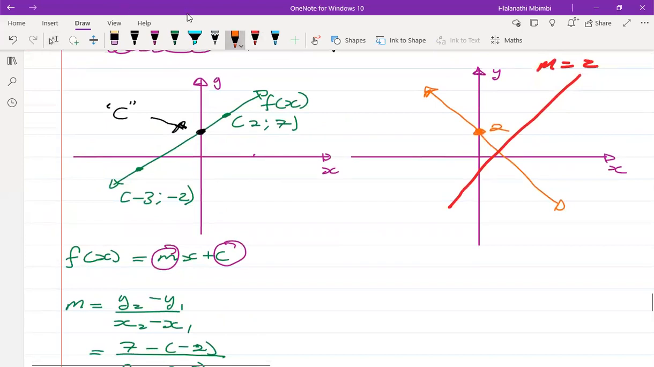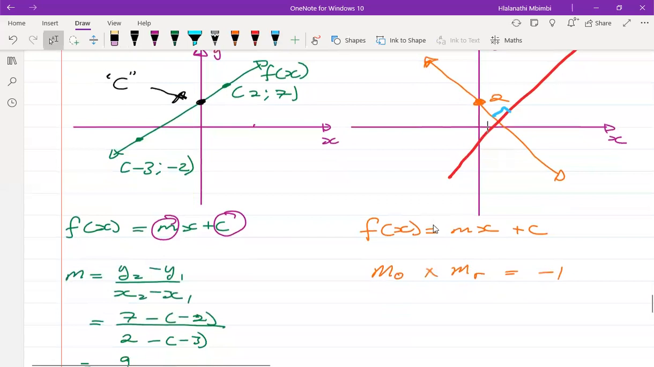Again, this is a linear equation. This is much more simple. It's mx plus c. So that's the form that we know. However, we want the gradient. The gradient here is the gradient of the line that is orange. So if you take m orange and multiply it with m red, you should get -1, because those lines are perpendicular.